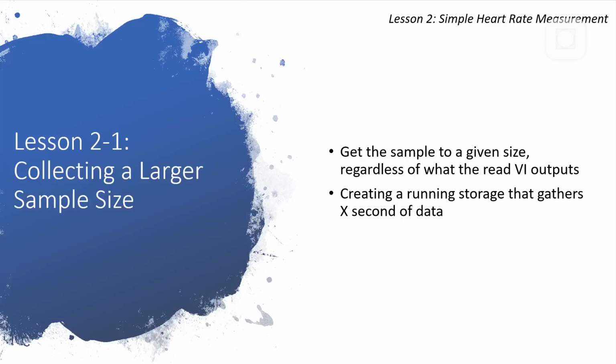sample size. This is because the read VIs might not always give the sizes of samples we want, so we have to create something that gathers enough data so we get the sample size we want. This is because we want to filter and analyze the data later. It's much easier if you can control the sample size. We'll be creating something that stores the last X amount of data, where X is configurable by us.